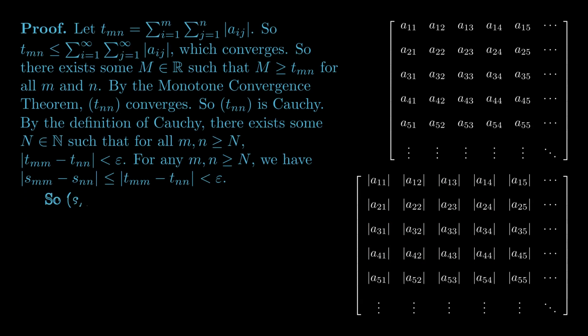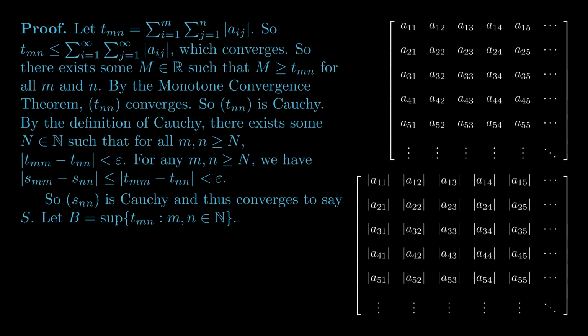So S_NN is a Cauchy sequence, and thus it's a convergent sequence, so it converges to some limit, let's say S. Now it's this S that we need to show both the iterated sums converge to as well. We argued earlier that the set of T_MN, such that M and N are naturals, is bounded above, so let B represent the supremum of that set.